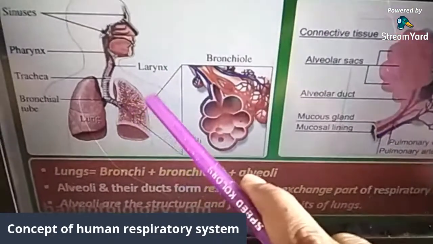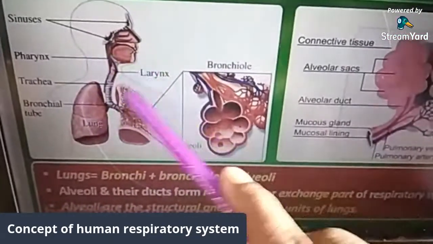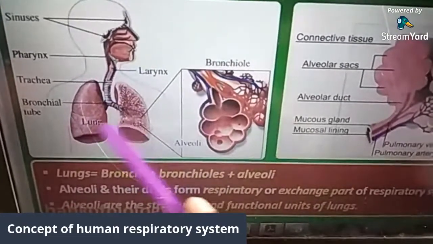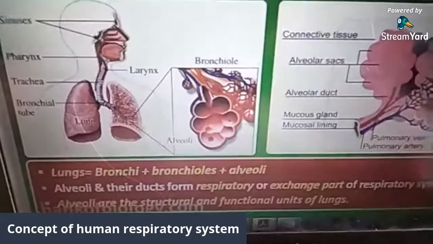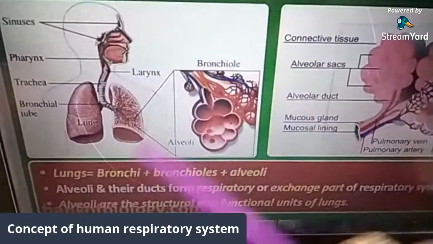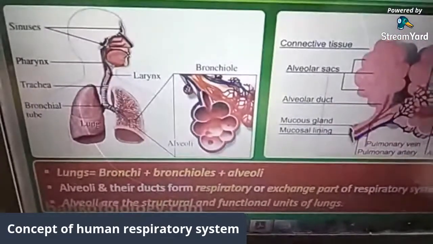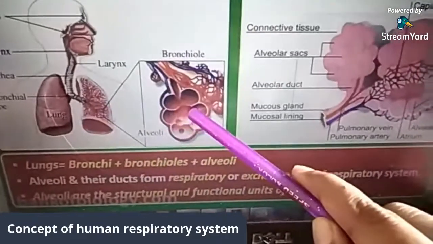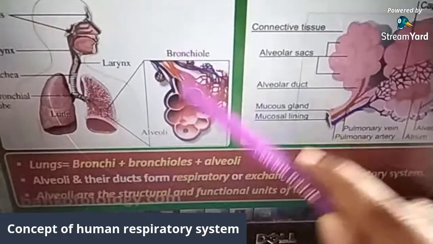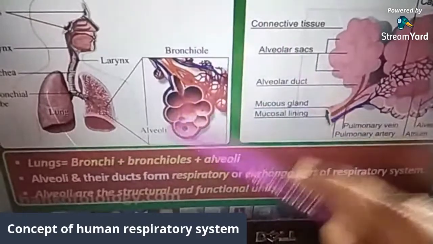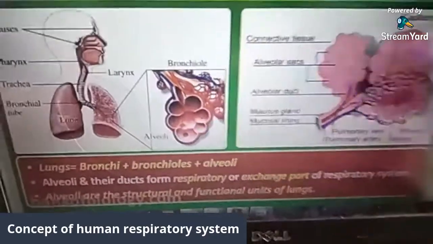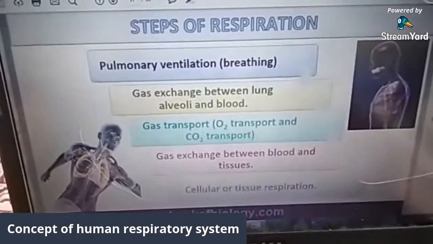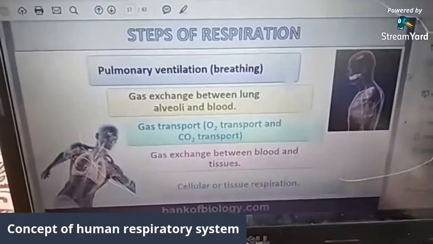Look, this is the pharynx, this is the larynx, this is the trachea area, this is the bronchial tube, these two are the lungs, and the external covering of the lungs is called the pleura. The sac-like structures are called the alveoli. The alveoli are actually the air passage. Next is the internal structure of the lungs. Next are the steps of respiration.